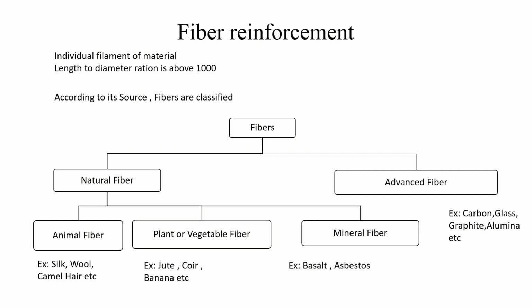Plant fibers are taken from different parts of the plant, whether it is the bast portion, leafy portion, or stem portion. Those come under the category of plant or vegetable fiber. Then there is mineral fiber, which is taken from the core of the earth's ground. Those are classified as mineral fiber.